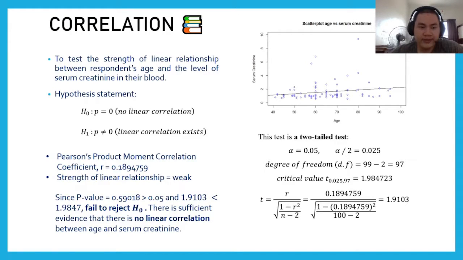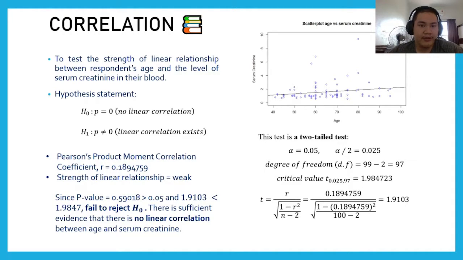Correlation is used to test the strength of linear relationship between the respondent's age and also the level of serum creatinine in their blood. So our hypothesis statement is whereby the null hypothesis is there is no linear correlation between those two variables. Otherwise, there will be a linear correlation if rho is not equal to 0. So our Pearson's product moment correlation coefficient R is 0.1894759, and we use Pearson because both variables, age and serum creatinine, are ratio.